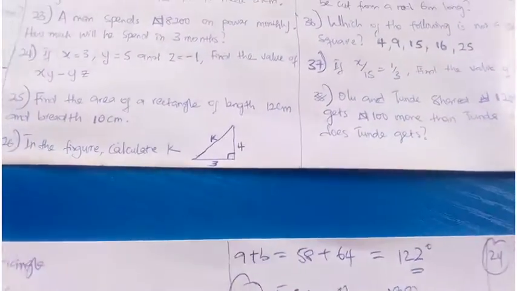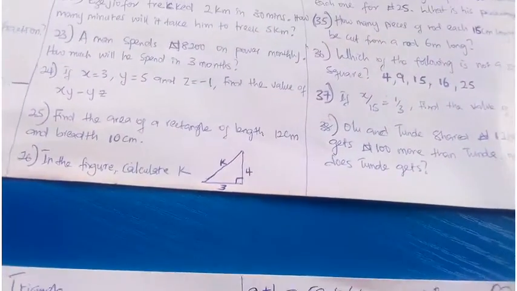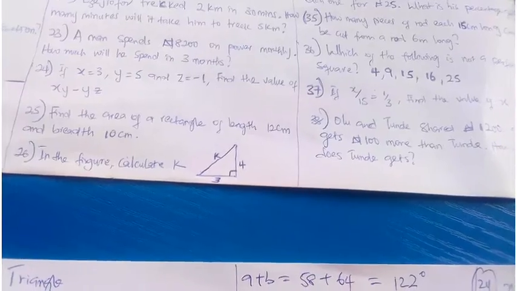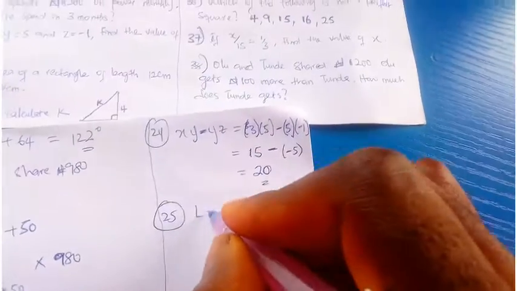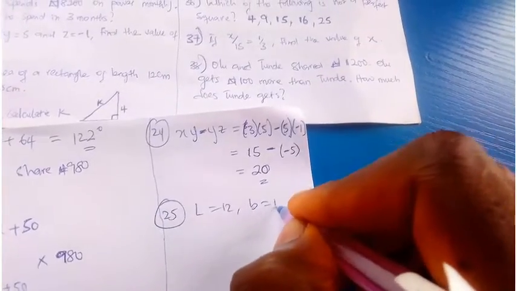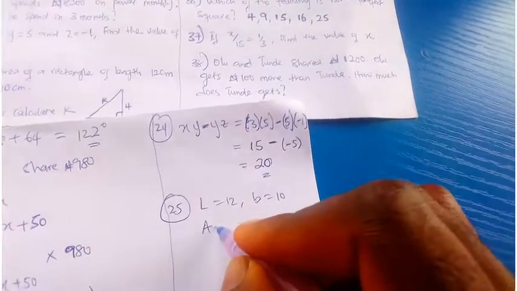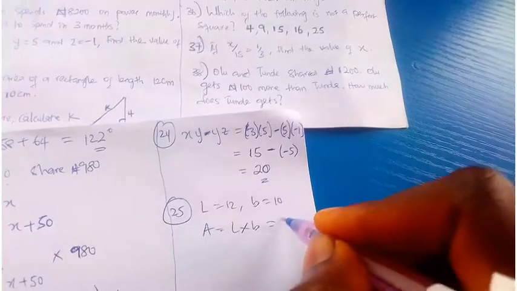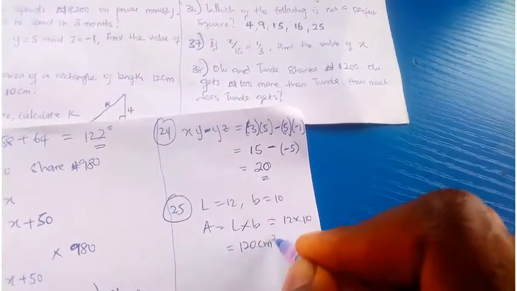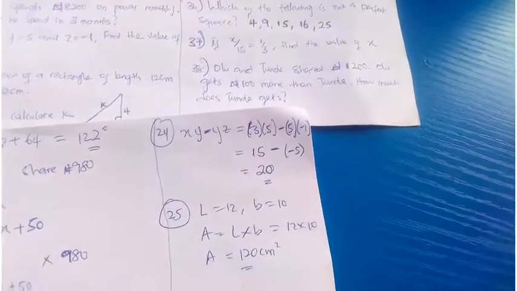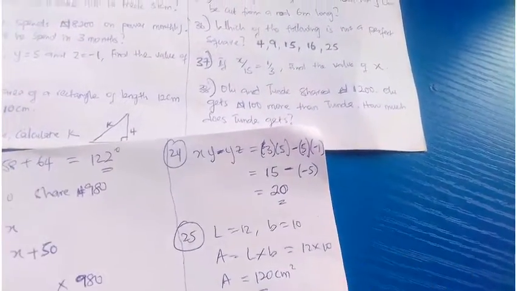Question 25 says: find the area of a rectangle of length 12 centimeters and breadth 10 centimeters. Length is 12, breadth is 10. Now area becomes length times breadth, which is 12 times 10. That gives us 120 centimeters squared. That's the area of that rectangle.